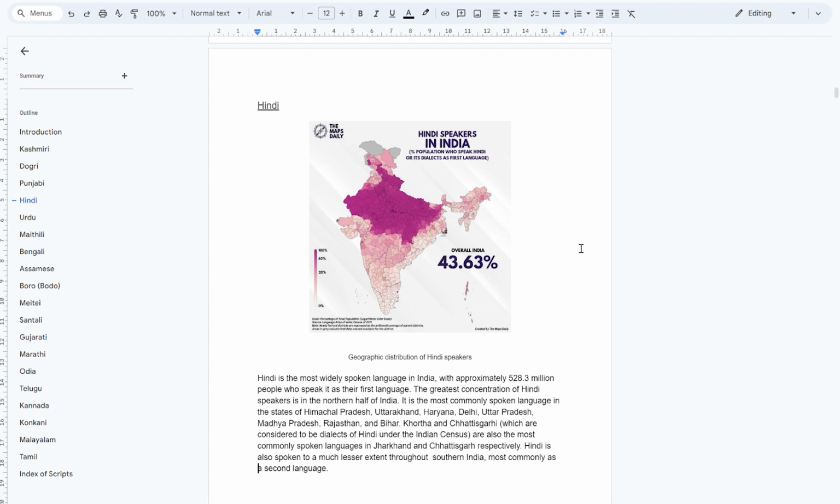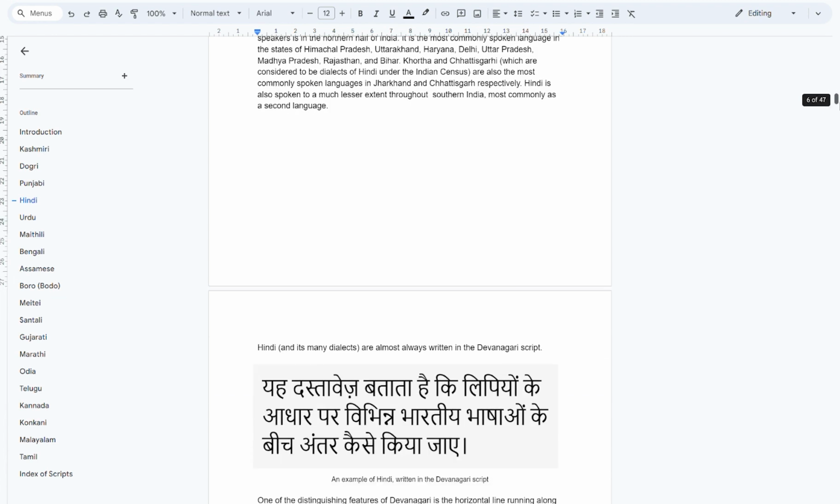Hindi is also spoken to a much lesser extent throughout southern India, most commonly as a second language. So you will often see signs written in Hindi alongside southern languages in the south of India.